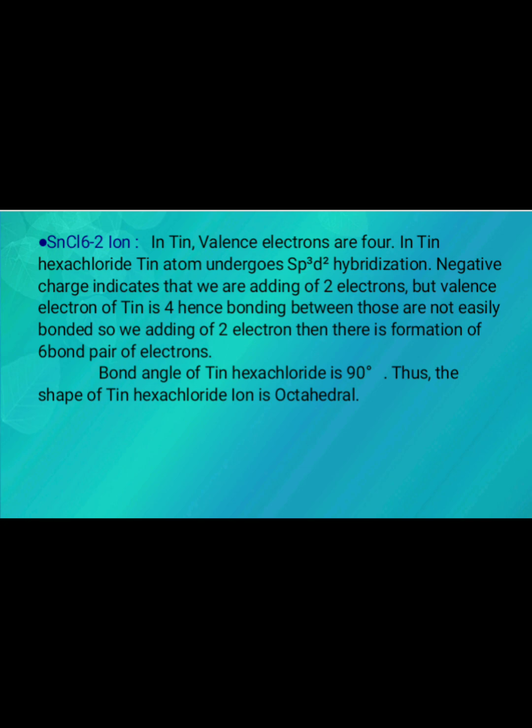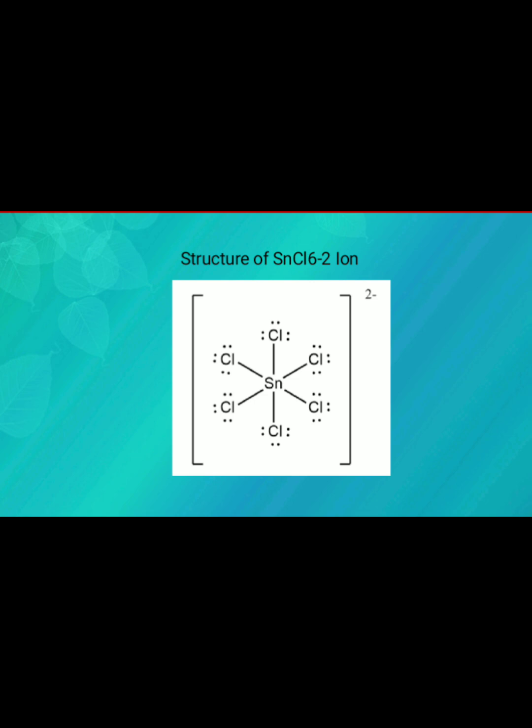SnCl6 minus 2 ion. In tin, the valence electrons are 4. In tin hexachloride, the tin atom undergoes sp3d2 hybridization. The negative charge indicates that we are adding 2 electrons, but the valence electrons of tin are 4. Hence bonding is not easily possible. So on adding 2 electrons, there is a formation of 6 bond pairs of electrons. Bond angle of tin hexachloride is 90 degrees. Thus the shape of the tin hexachloride ion is octahedral. And structure of the tin hexachloride ion.